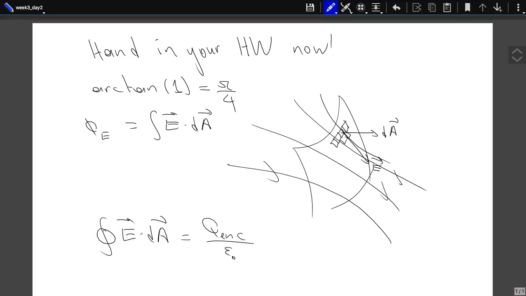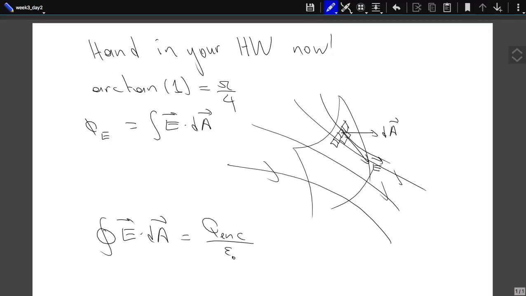There are no ifs, there are no onlys. This is valid in every case. Whether you have metals, this is valid. Whether you have insulators, this is valid. Whether you have some other exotic material, this is valid. Whether you have moving charges, we will see that even for moving charges, this expression will be valid. So this is valid at all times.